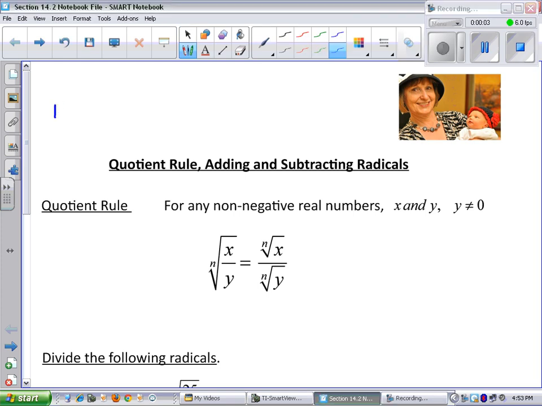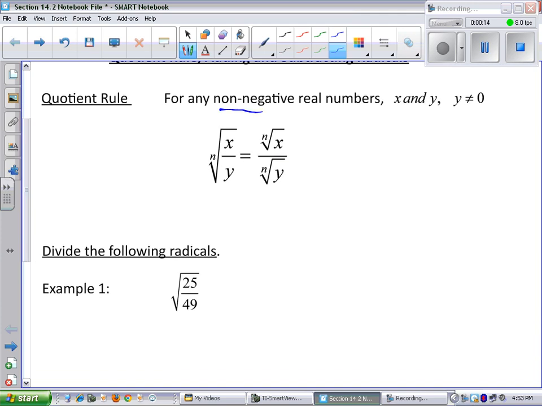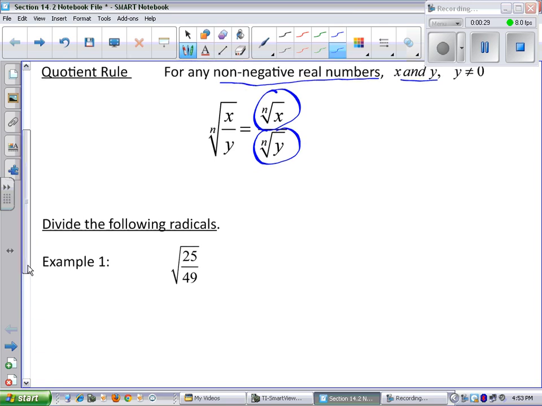I'm going to work with you today on section 14.2, the quotient rule, and adding and subtracting radicals. For any non-negative real numbers x and y, the nth root of x divided by y is the same as the nth root of x divided by the nth root of y. Now, example 1 will make that a little clearer.